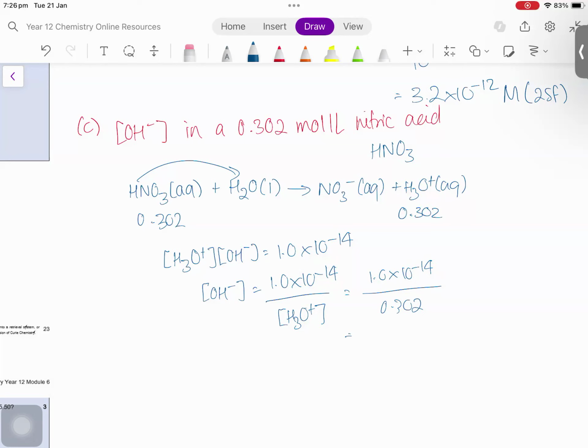You would still get the right answer. If you feel comfortable, guys, just set your chat to everyone so everybody else can see your questions as well. 3.31 times 10 to the minus 14. Thanks, Celine. Molar to 3 sig figs. Okay, good.